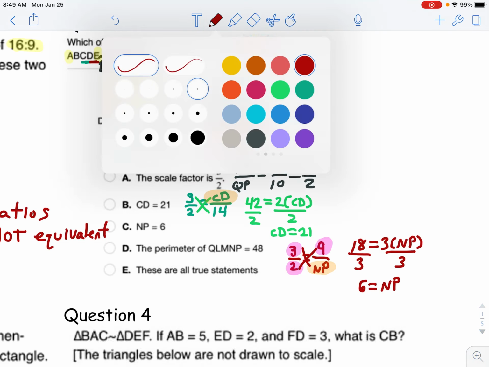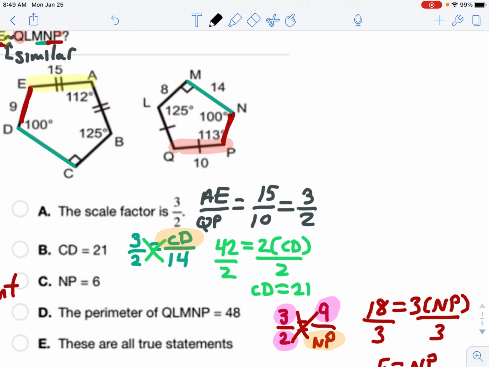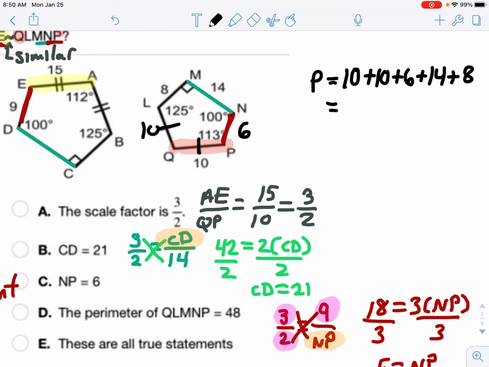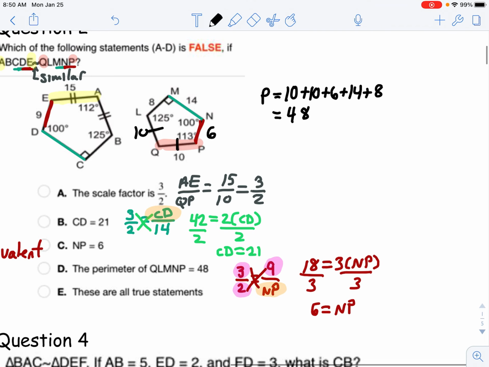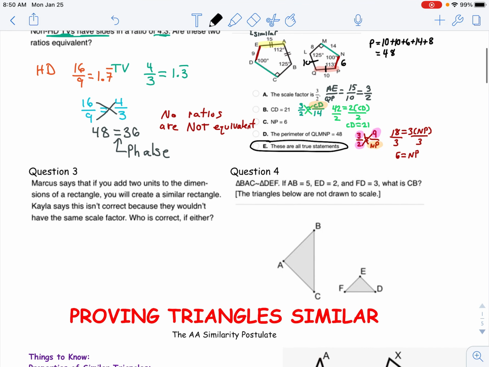Now we've got to investigate. It's saying we need the perimeters. We just found NP to be 6. With the tick mark, 10. So the perimeter of this shape is going to be 10 plus 10 plus 6 plus 14 plus 8, which is 20, another 20, another 8, so 48. So the perimeter of that is 48. So all these are true. Nice little review, though, of scale factors, ratios, proportions, cross multiplying, and so on and so forth.